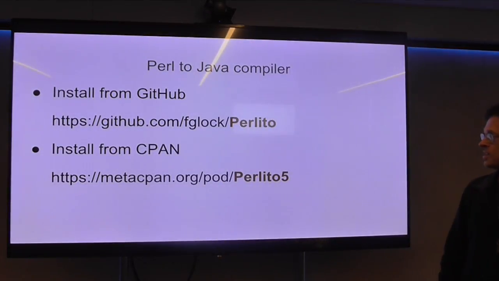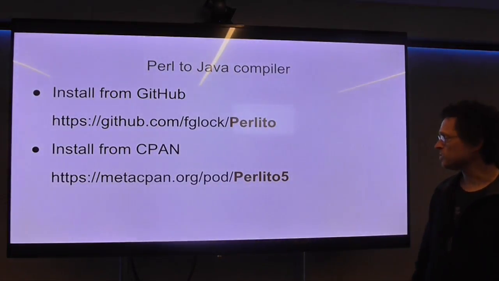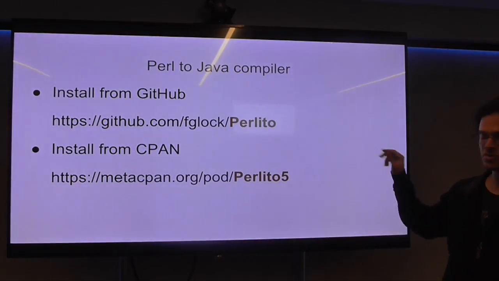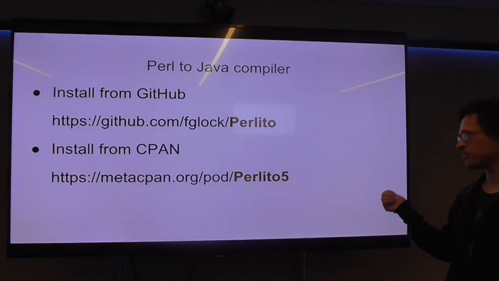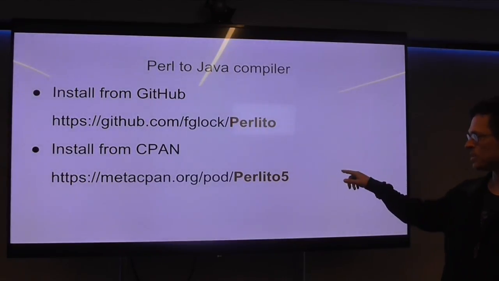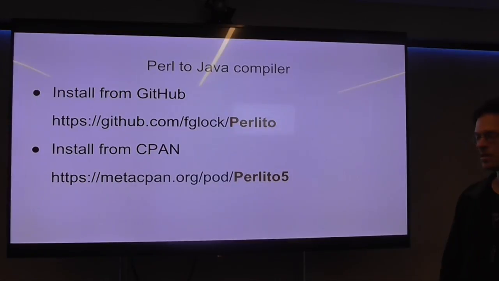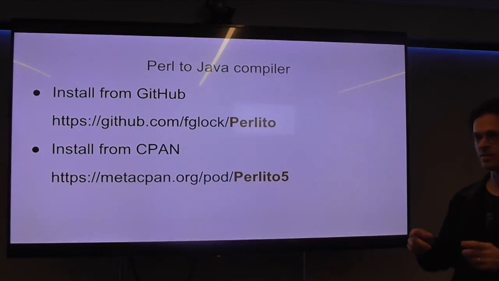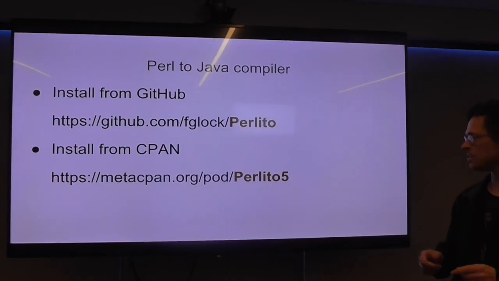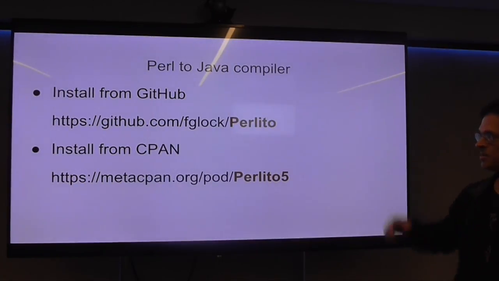The project is in GitHub. It's called Perlito. Perlito includes v6, which is the Perl 6 compiler, but it's quite an old version. It's not being updated too much. And Perl 5, which is published to CPAN as Perlito 5. So you can either install from CPAN, then you get just the command line compiler, or the whole thing from GitHub.